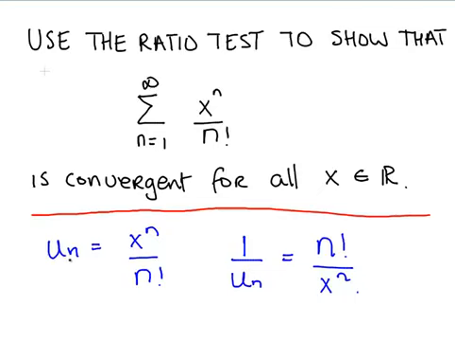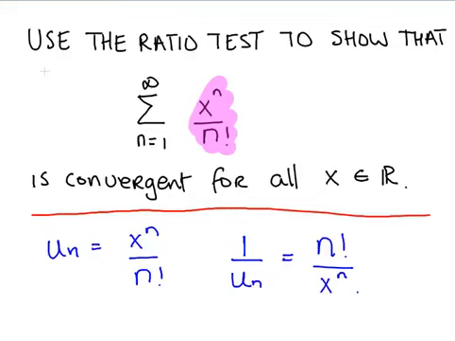Just as a remark, the nth term of this sequence is x to the power of n over n factorial, as you can pick out there. But in the ratio test it's actually handy to know what 1 over u n is. The answer is to just swap the numerator and the denominator, and it is n factorial over x to the power of n. Okay, so off we go.